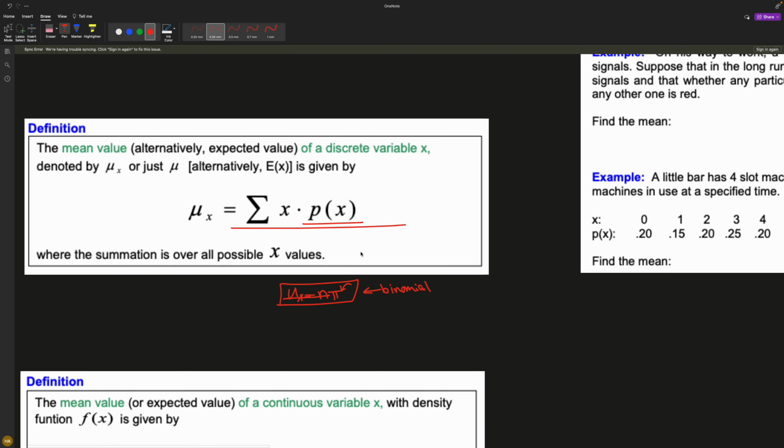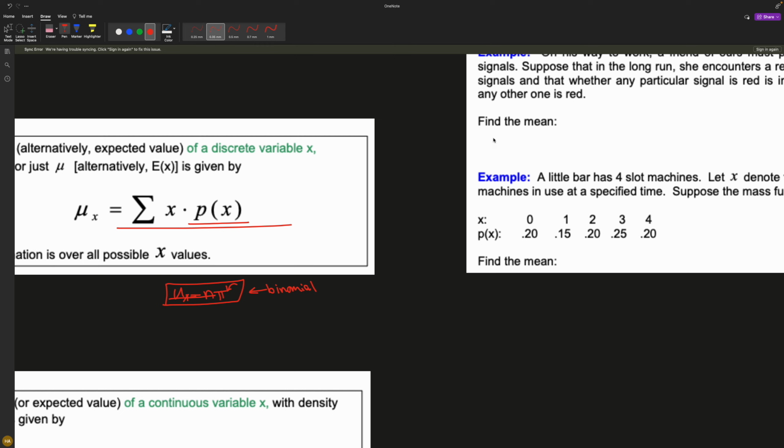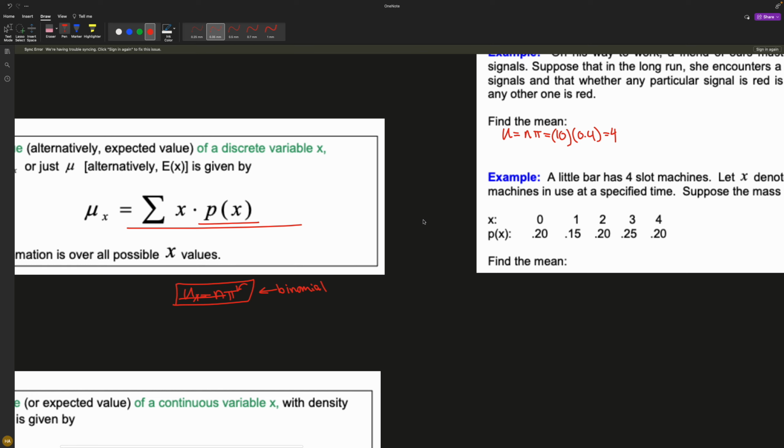So what do we have? We have mu equals n times pi, and we know our n is 10, and our pi is 0.4, which equals 4. Now you think, oh, how do you get 4? Okay, come on. Actually, you probably don't think that, but anyways.